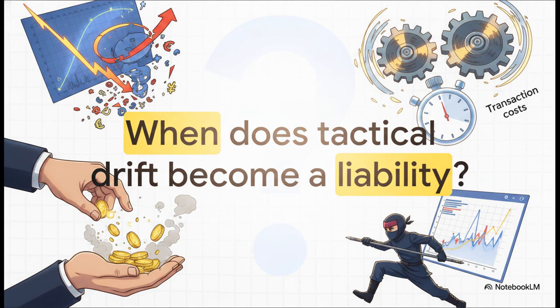But this introduces a pretty massive risk. When does tactical drift actually become a liability? You've got to ask yourself if your active shifts are actually generating genuine alpha, or if you're just racking up transaction costs and blowing up your tracking error for no real reward. Dynamic overallocation can quickly erode the very returns you're chasing. It's a fine line for sure.